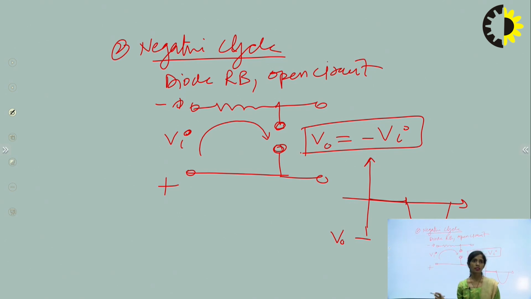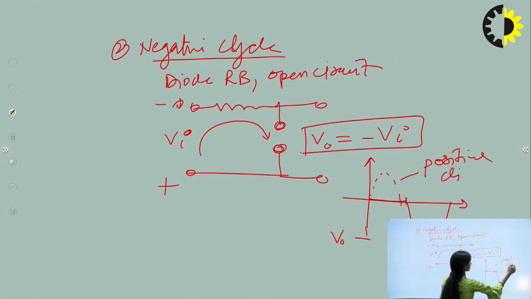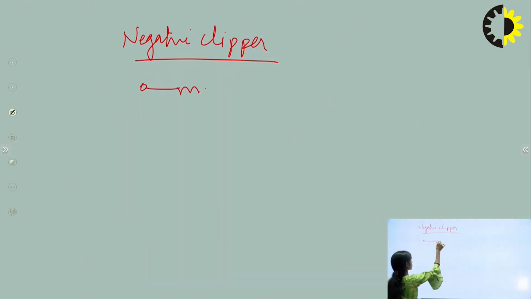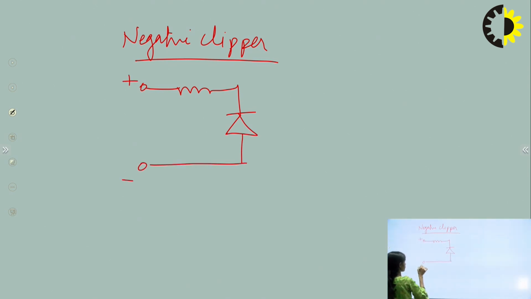So this is the circuit we are going to analyze for the negative cycle. In this case, since the positive cycle is clipped, this is called a positive clipper. Similarly, if we want to make the negative clipper, we have to reverse the diode. For the negative clipper, the same arrangement will be there, only the diode will be reversed. This arrangement will give us the negative clipper.